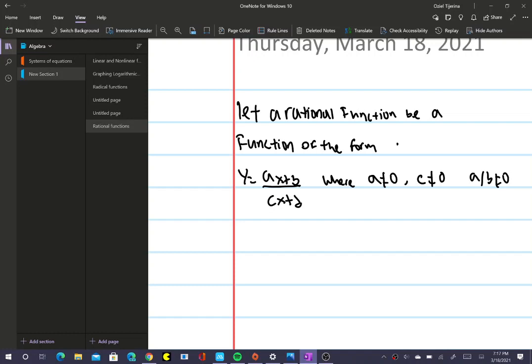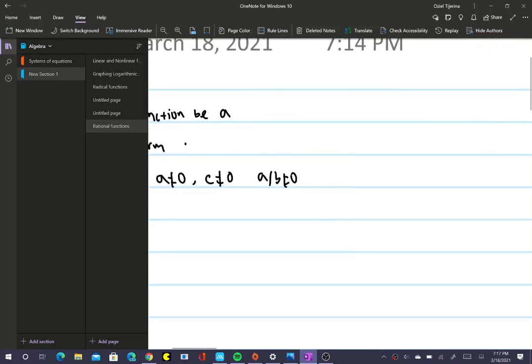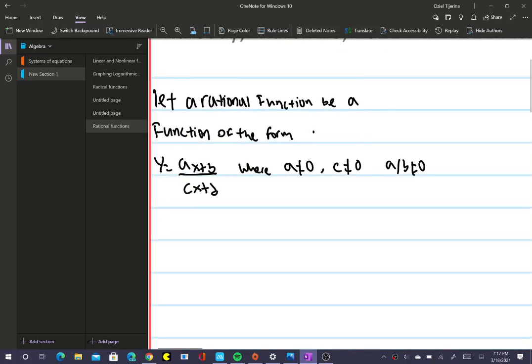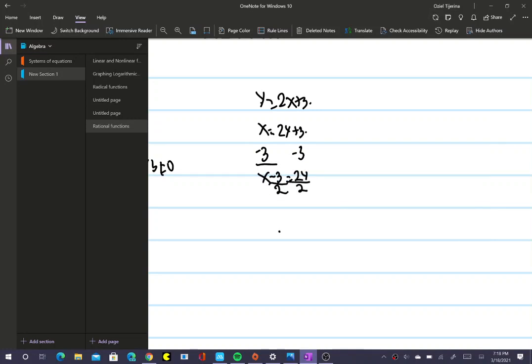So in algebra, you study rational functions. If you think about it, they are basically fractional functions. We've seen fractional functions before, but in linear equation form, where we would say y equals 2x plus 3, and then you would do the inverse and solve for y, and you would get x minus 3 over 2 is equal to y, right?